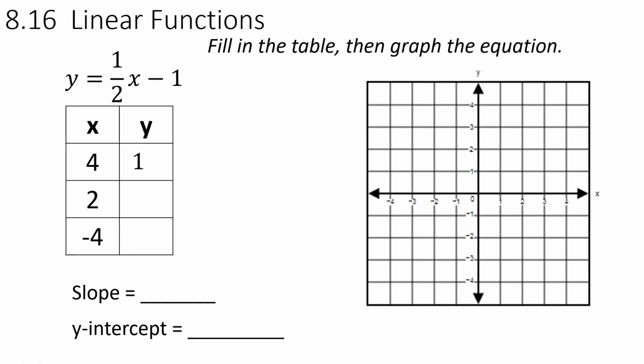Oh, and then we're going to plot a point. So 4, 1, we're going to put 4, 1 on the graph. We're going to do half of 2 minus 1. Half of 2 is 1. 1 minus 1, we get 0. 2, 0. We're going to mark 2, 0 over here.